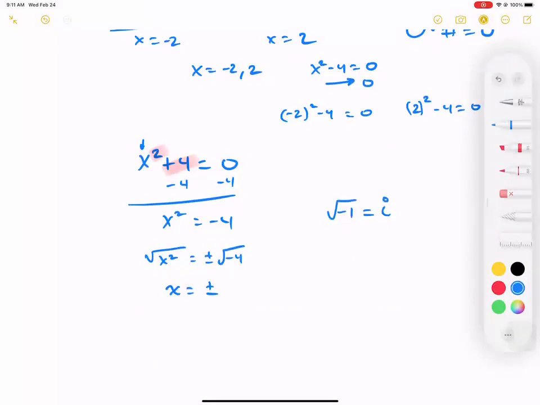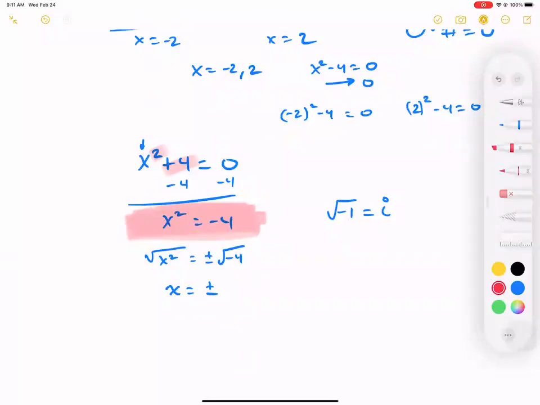Now, why is it imaginary? Because there is no answer on this line here. We're already dead in the water. Why would we be dead in the water for x squared equals negative 4? Well, let me ask you this question. What does a square do to a number? Well, it quote unquote doubles it, right? It multiplies by itself. Not always doubling it, but it squares it.